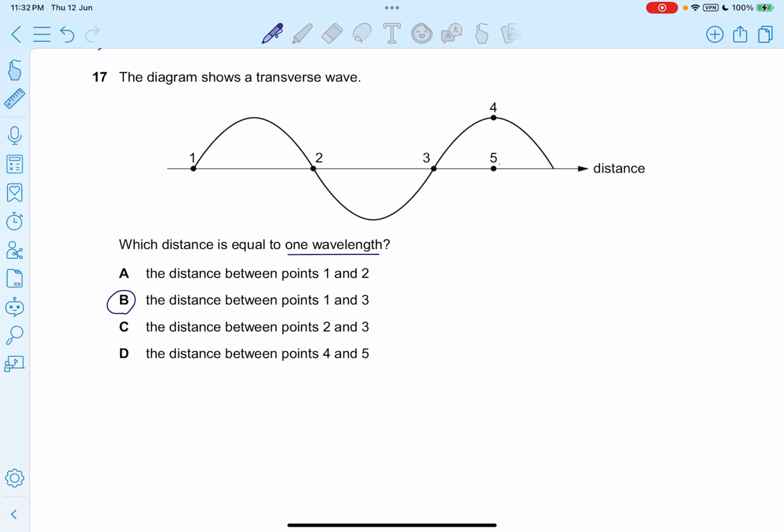They gave us the numbers and just a 1.5 wave. So the distance for one wavelength should go to here. Why? Because from 1 to 2 it's just half of a wave, and wavelength is supposed to mean one complete wave. So the points from 1 to 3 are one wavelength, so B is the correct choice, 1 and 3.